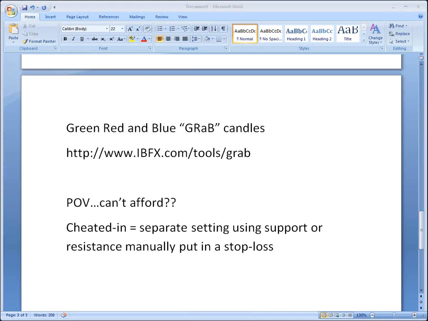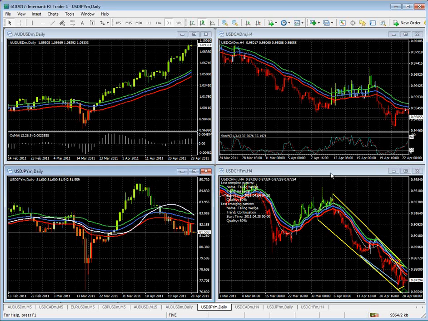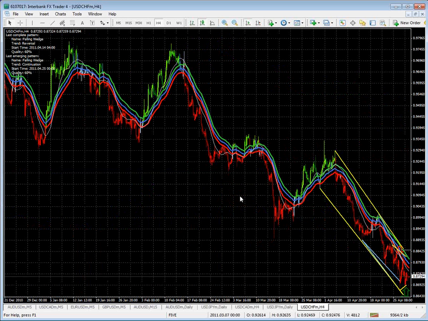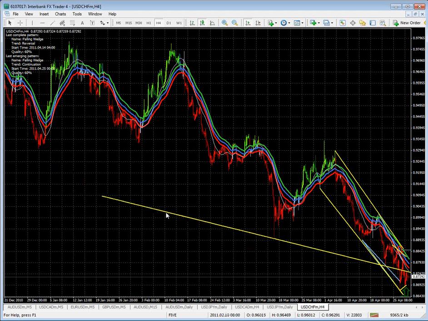Let me see if I can find a triangle pattern. Not a lot of consolidation going on in these markets, but let's see if we can find one. If not, I'll just draw one in. You know what? Let's just do that. It'll probably be easier. So I'm just going to use some empty space here on this chart. And let's just draw a triangle here. Okay? So here's a triangle. All right? Let's imagine that prices are moving within it.